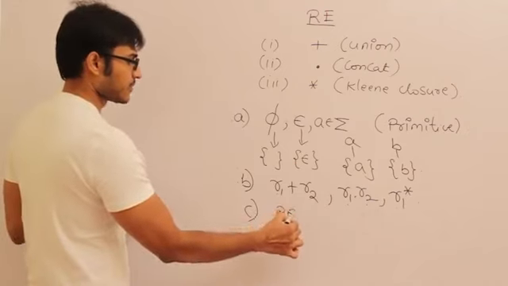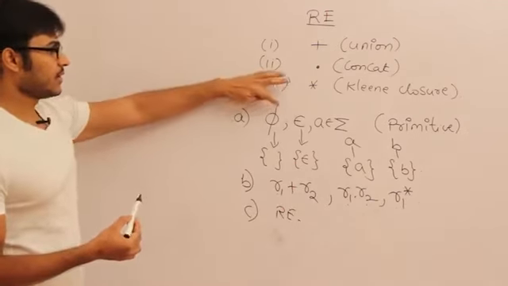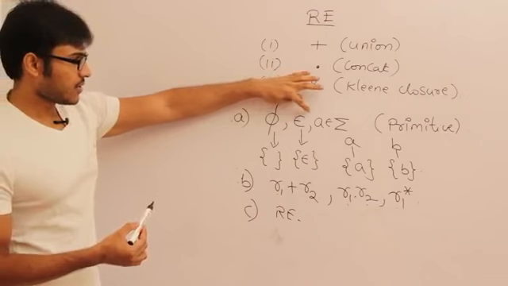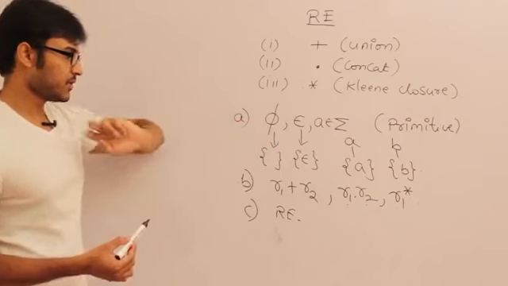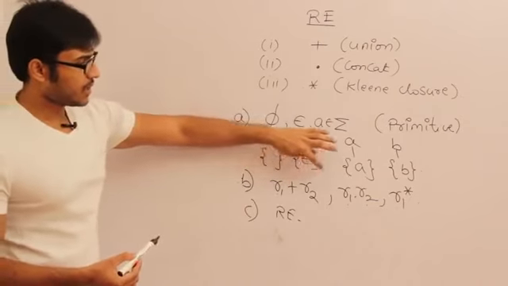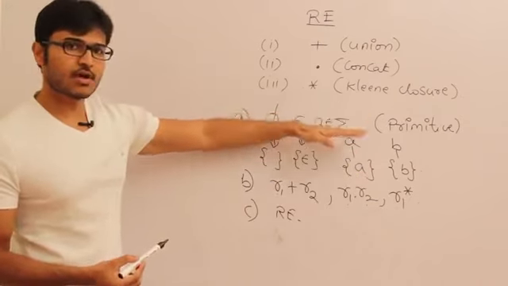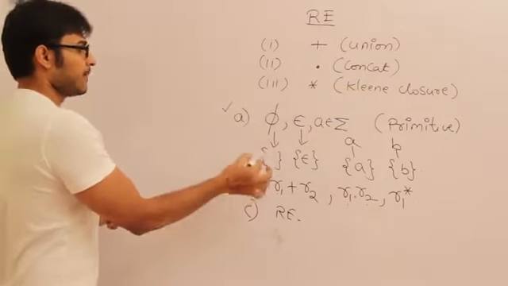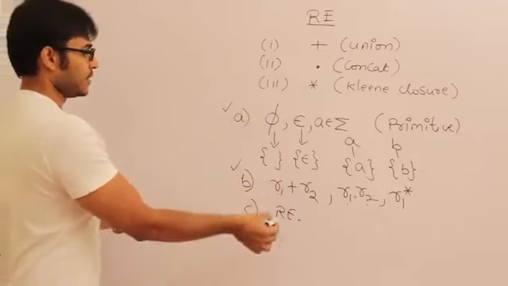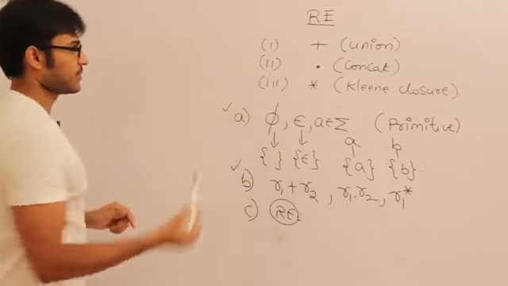Whatever you get is also a regular expression. So understand this: phi, epsilon, and any symbol which belongs to sigma are primitive regular expressions, and then any operator applied to these primitive regular expressions gives again regular expressions, and you can apply them as many times as possible. Whatever you get is a regular expression.